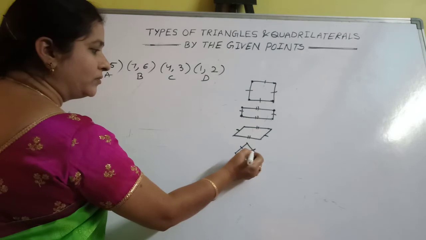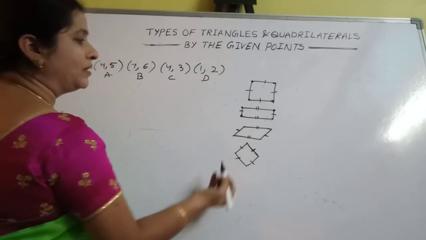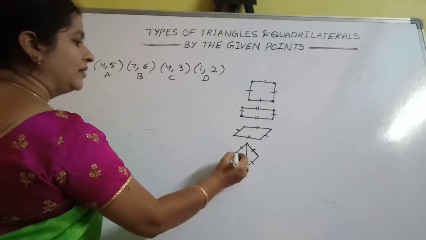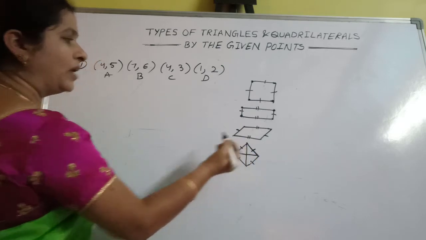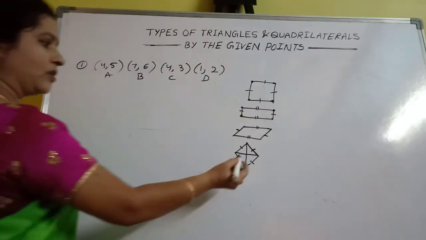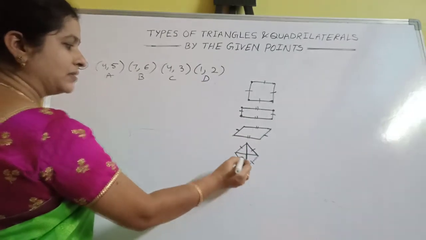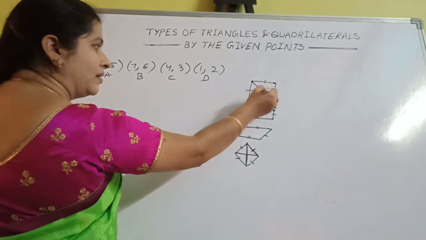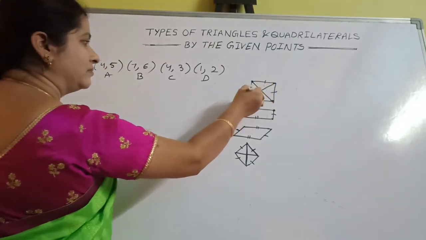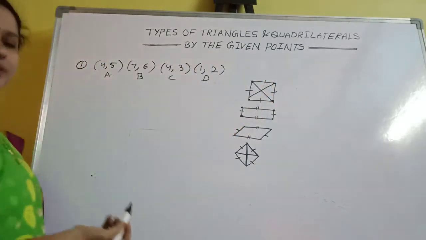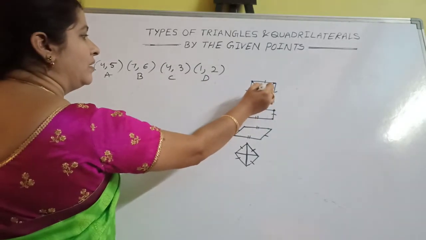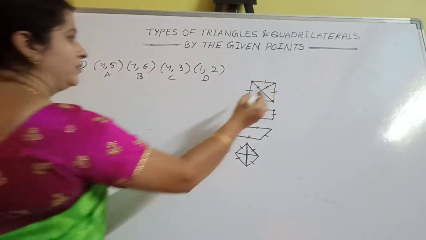So you have to prove another property also for this one. Here see the diagonals. In a rhombus, the 2 diagonals have different values, not equal. In a square, the diagonals are also equal. So you have to prove 4 sides are equal and 2 diagonals are also equal for a square. Okay.